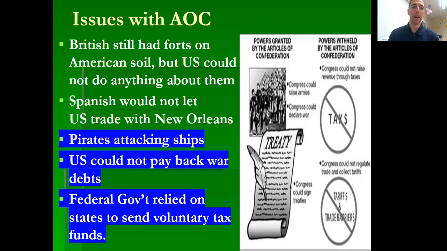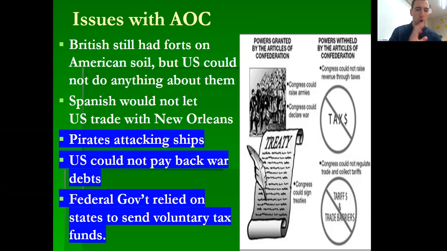The US had taken on massive debt for the American Revolution, and now they couldn't pay back their debt again because they couldn't tax. In fact, the only way that the federal government even got any money was voluntarily if states would send them money, which is not a good idea.